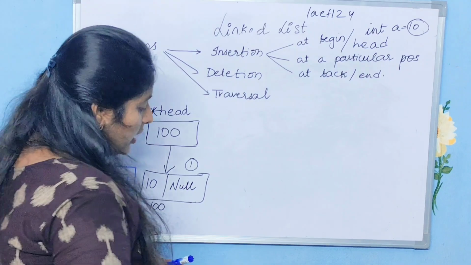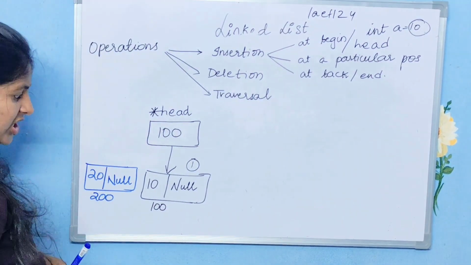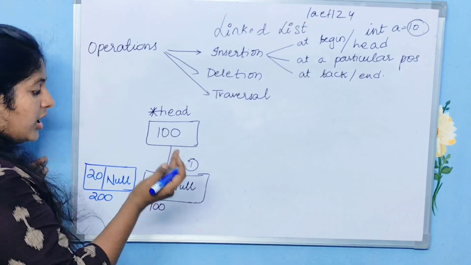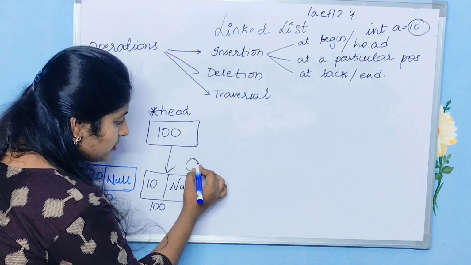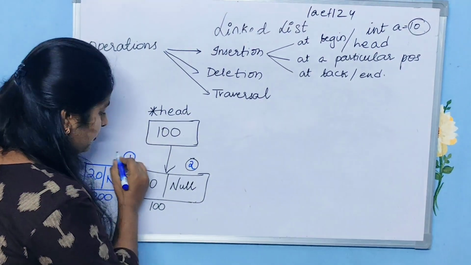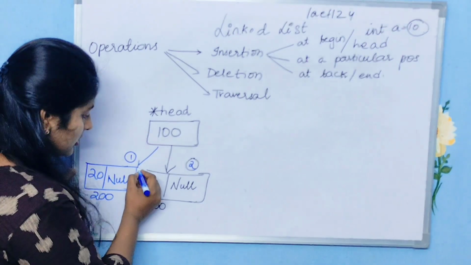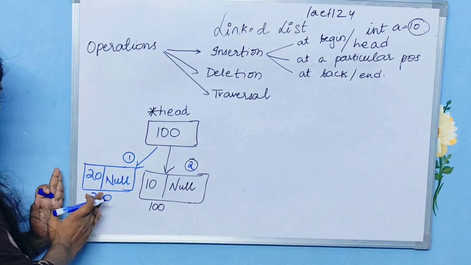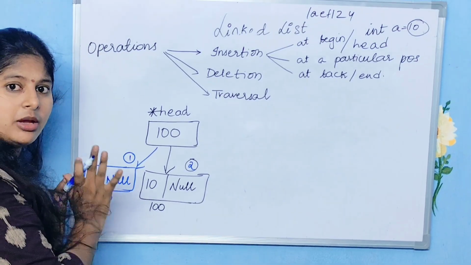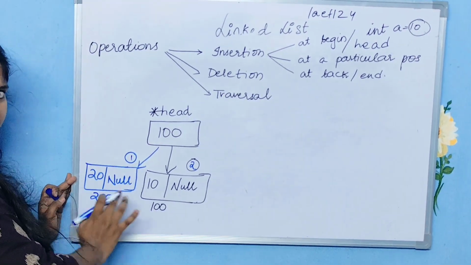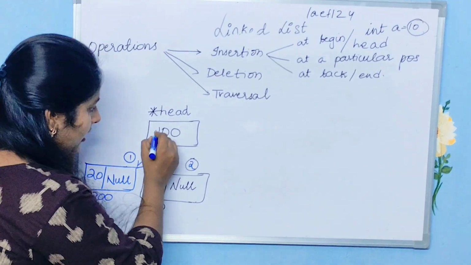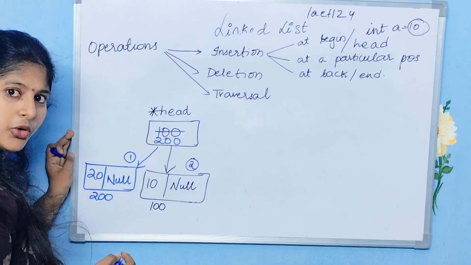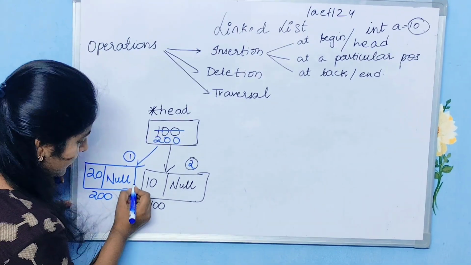Okay. So tell me what addresses are going to be changed. My head always points to the address of my first node. Now what is my first node? This has become my second node and this has become my first node. So this is my first node, right? Head always points to my first node. At this point of time, my first node is 20. So the address in my head is 200.